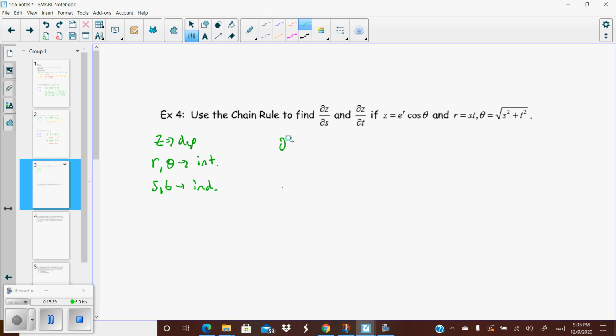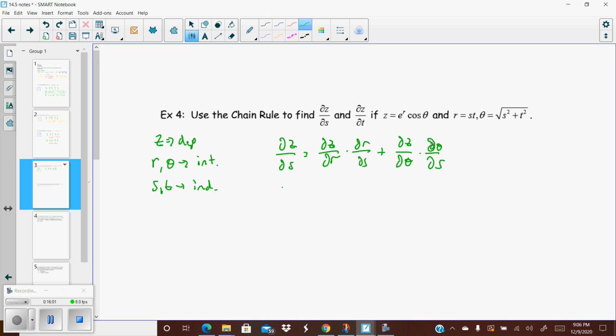So let's see. dz over ds. So everything should be ending in s here. So you have to do the partial of z with respect to the first intermediate r times the partial of r with respect to s, plus partial of z with respect to the next intermediate, which is theta, times partial of theta with respect to s.